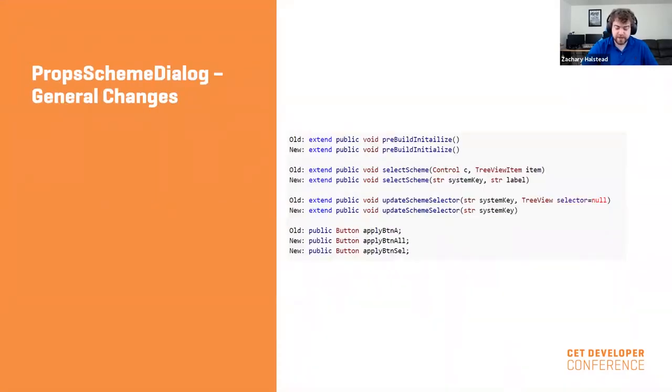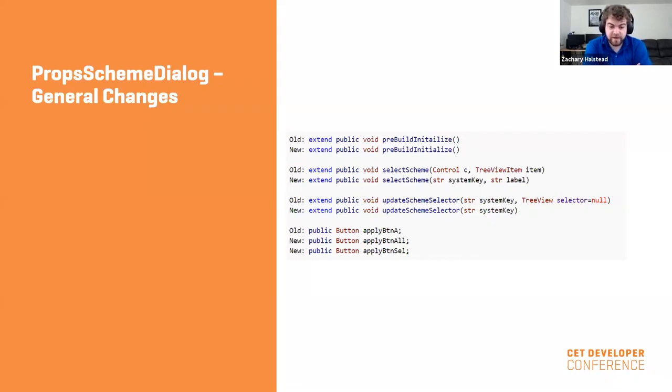Then in the prop scheme dialog, there were some general changes. We have the pre-build initialize method here that used to be spelled incorrectly. Now it is actually spelled correctly for initialize. So you'll want to take that into account. Then we used to have select scheme, which took in a control and a tree view item as part of a lot of the UI changes that we have. This no longer takes in a controller or tree view. Now it takes in a system key and a label.